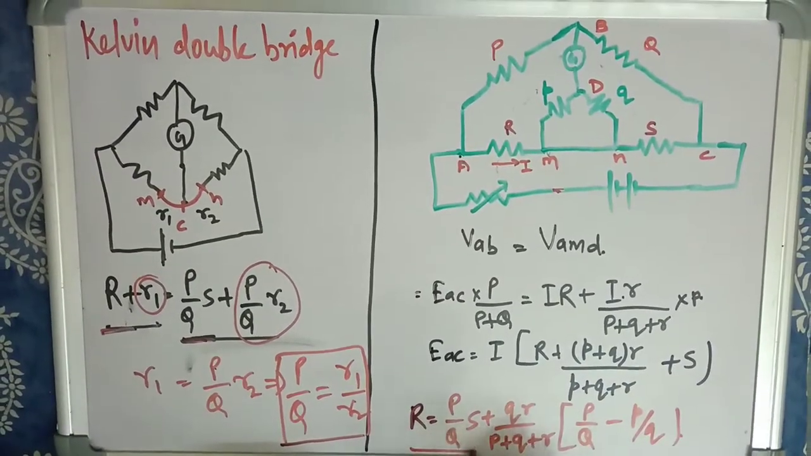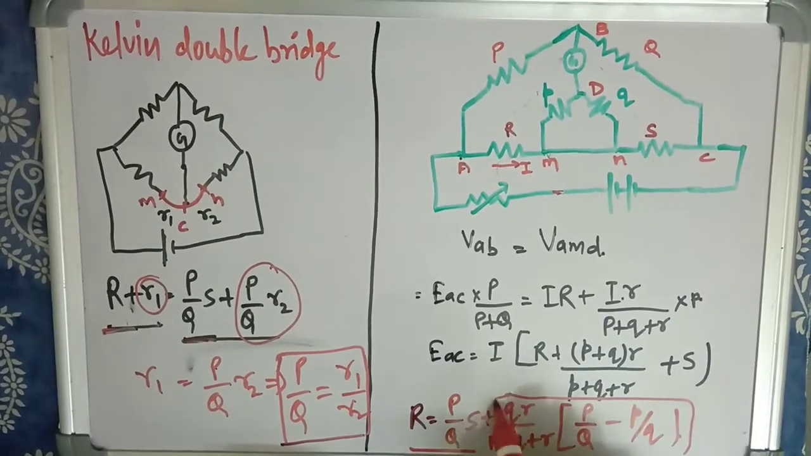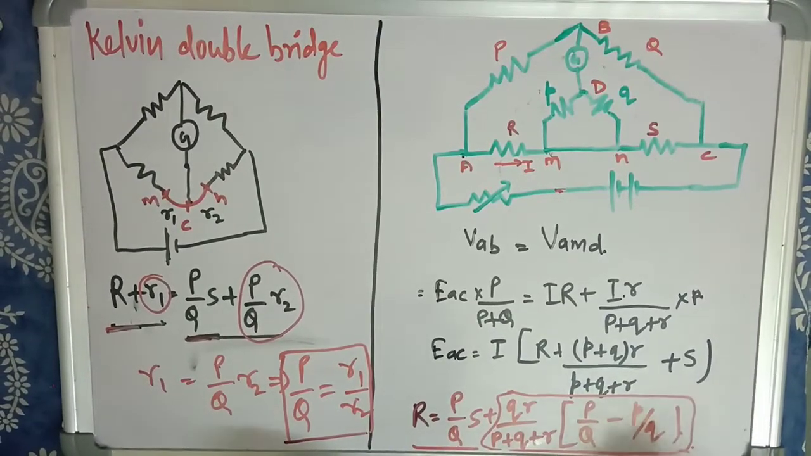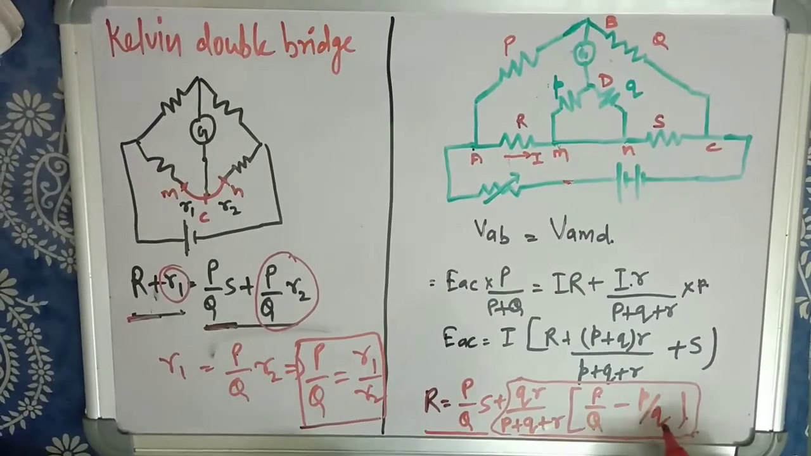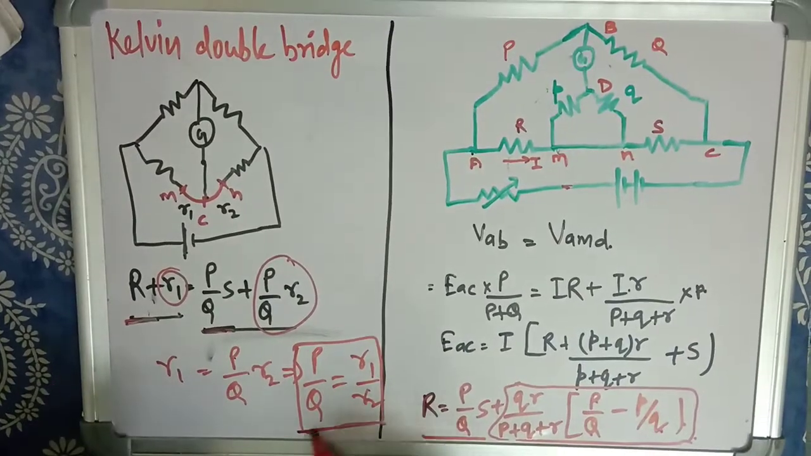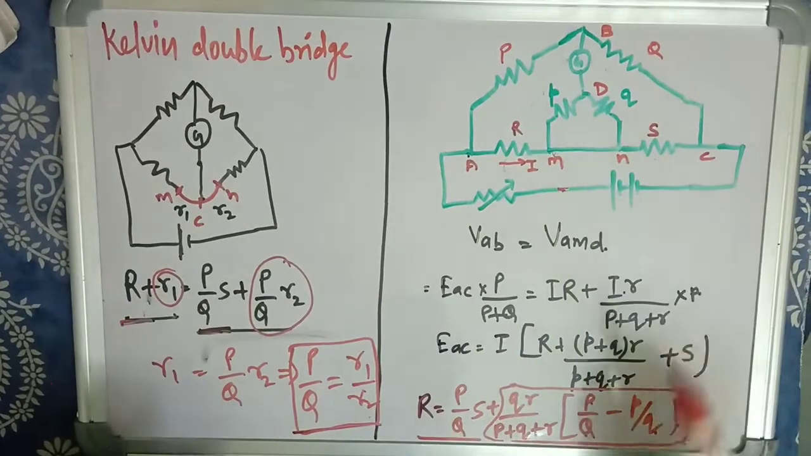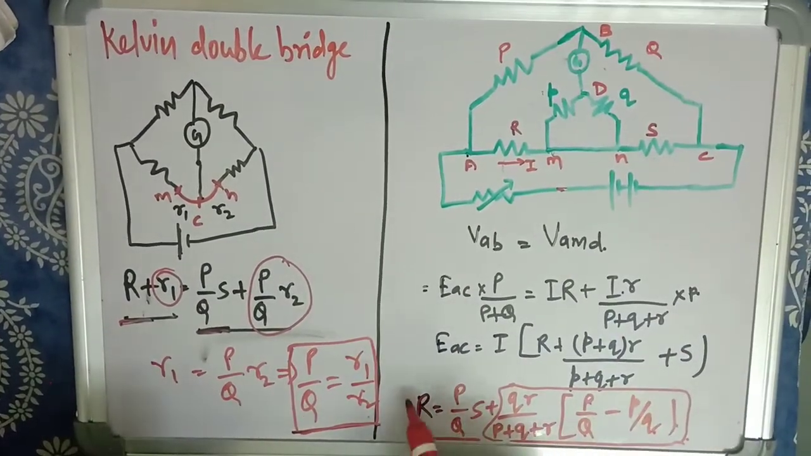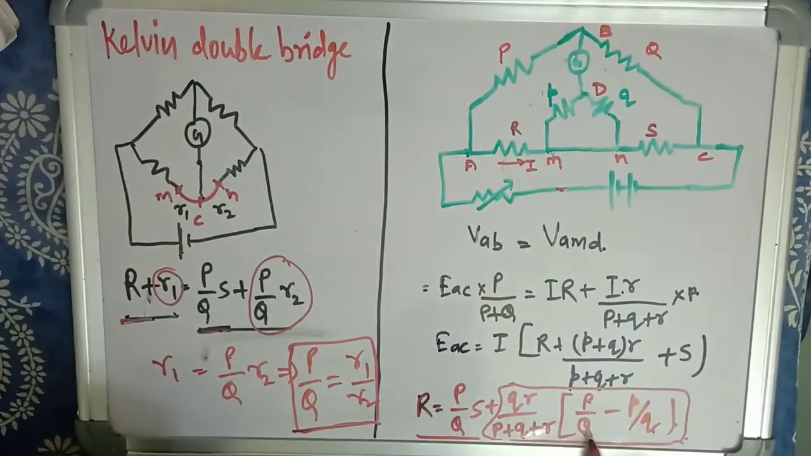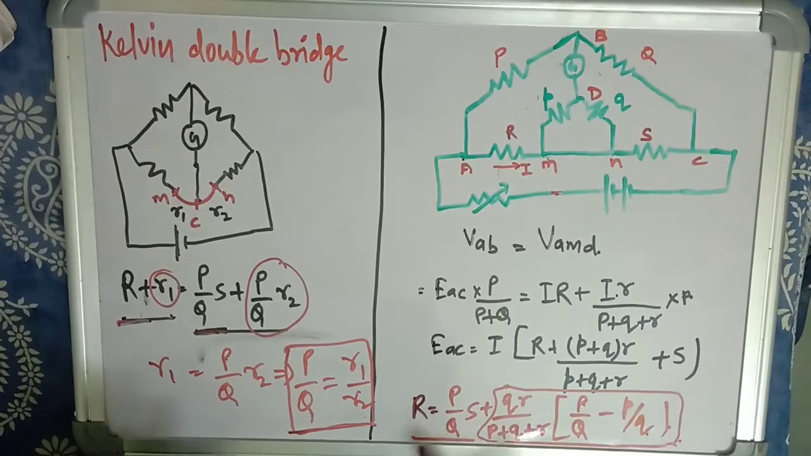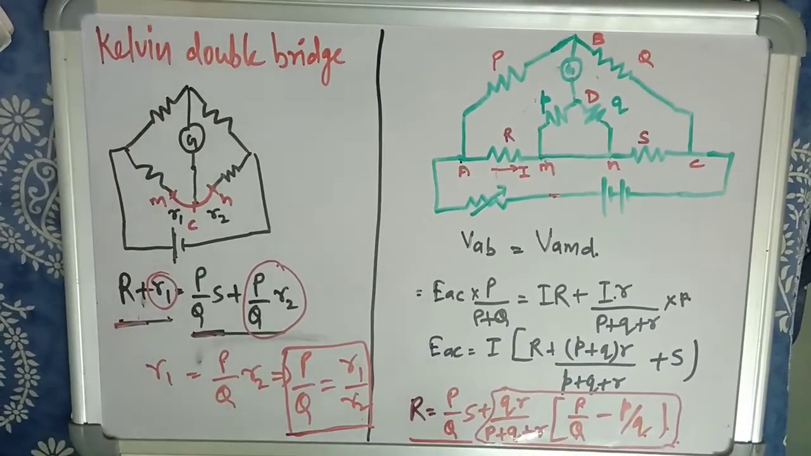So for this result we want this whole result to be 0. For this we want P by Q is equal to small p by small q. This concept is obtained from P by Q is equal to small r1 by small r2, so we change it to P by Q. So our circuit for Kelvin bridge is this, and when P by Q is equal to small p by small q, our result is R equals capital P by Q into S.